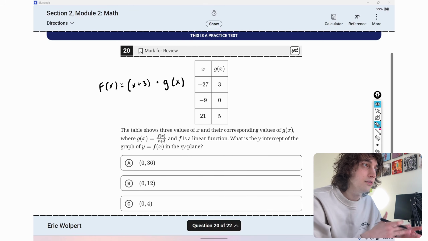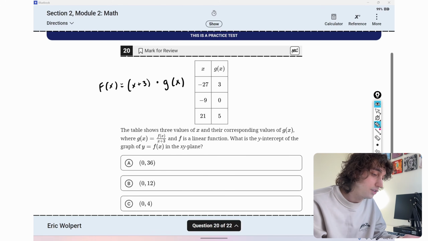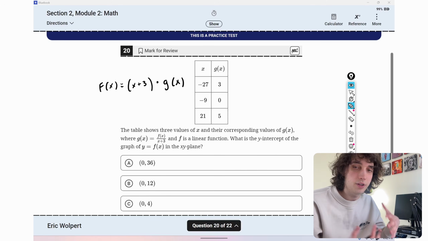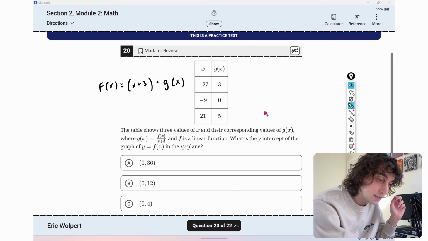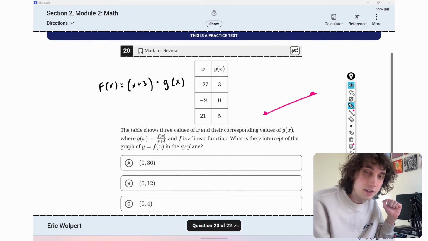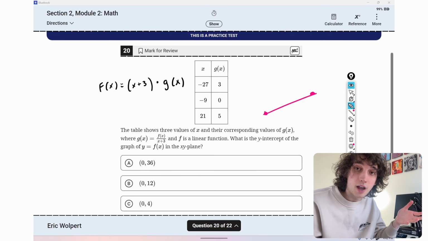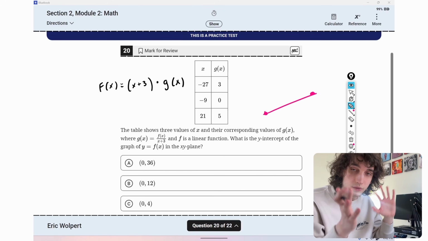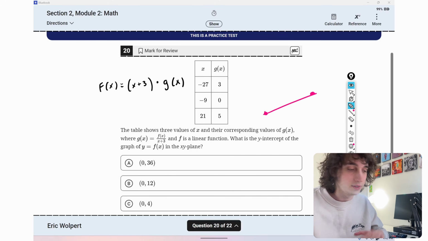So we need to know f of x, and then we need to use f of x to figure out the y-intercept. This is a really weird setup that we're given, but if we have 2 points that we know f of x is on, then we can find the equation for f of x, right? Like, we've done this before. We create a regression in Desmos, we find the equation of the line.